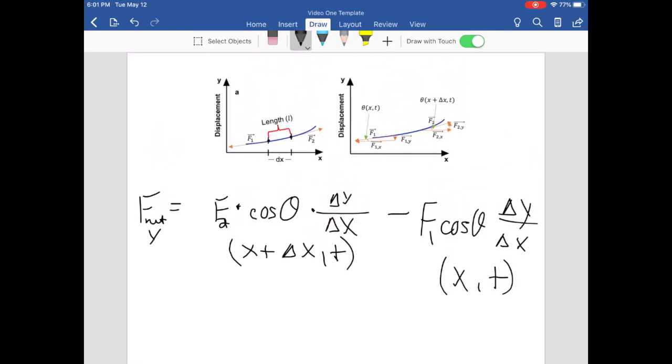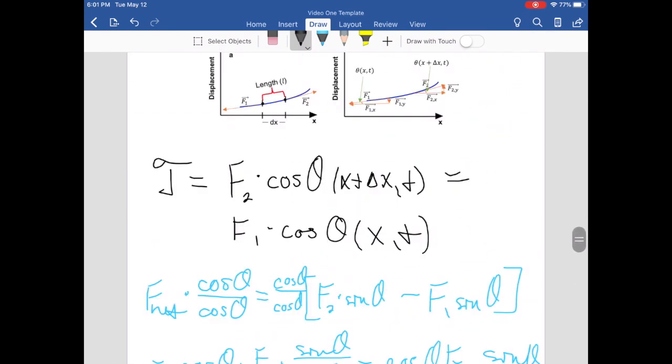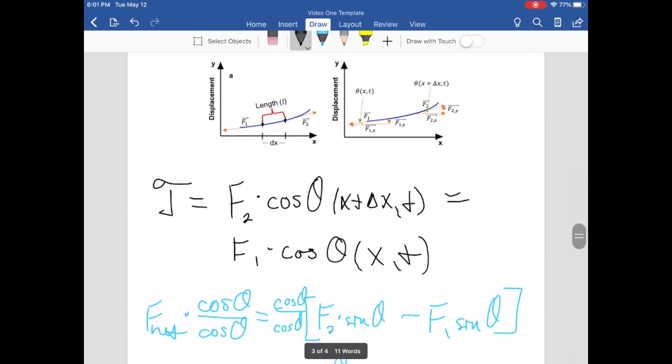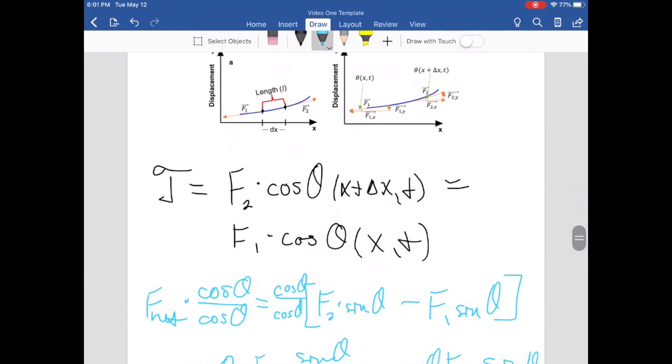Now, if we realize that F2 times cosine of theta at x plus delta x as well as x and t, that is actually equal to tau, which we established earlier. So tau here is equal to F2 times cosine of theta at x plus delta x at t, and so on. So we could go ahead and actually make this substitution. So whenever we see F2 times cosine of theta or F1 times cosine of theta, we'll sub in a tau.